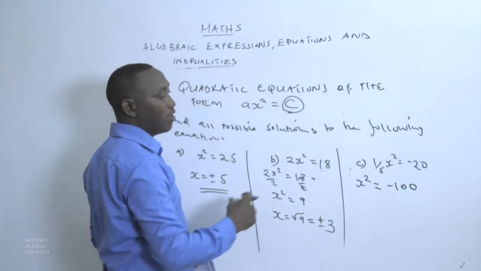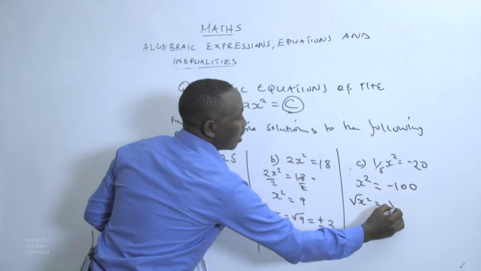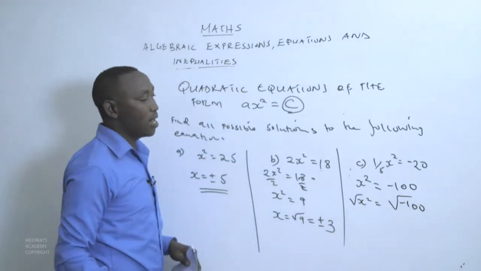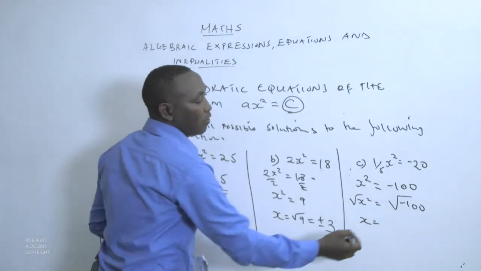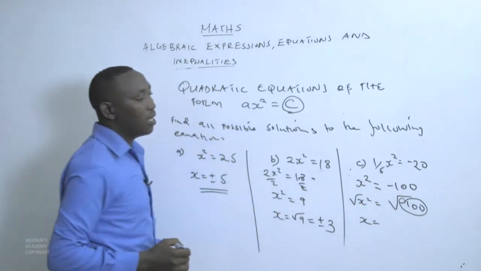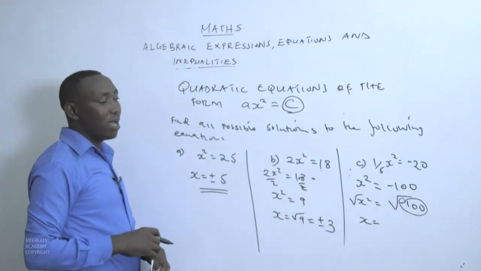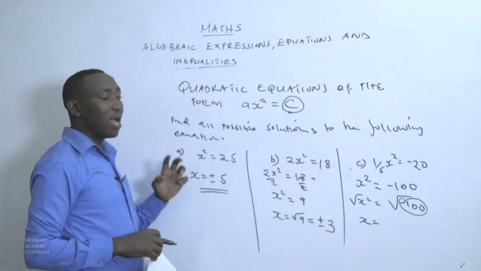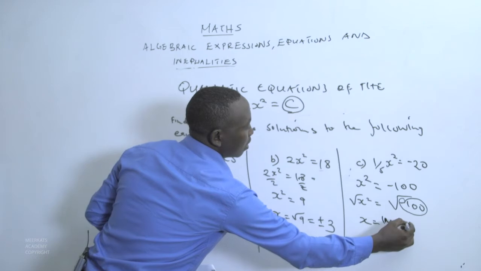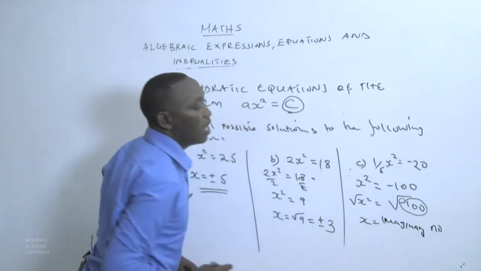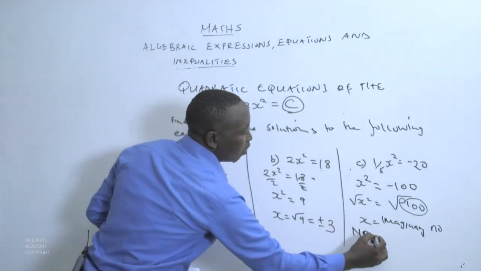Now, to get the value of x, we need to get the square root of both sides: the square root of x squared and the square root of negative 100. This will give us x is equal to... Now, we have said that this c is less than 0. And whenever c is less than 0, that is, it's a negative number, then that particular equation is not going to have a solution. So in this case, it will be an imaginary number, which is non-existent, and therefore this part has no real solution.